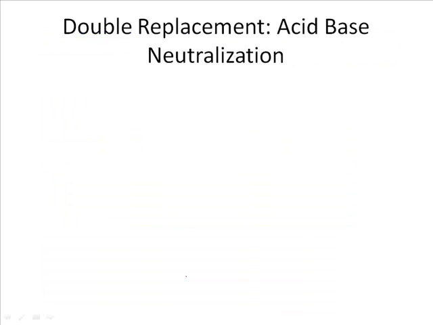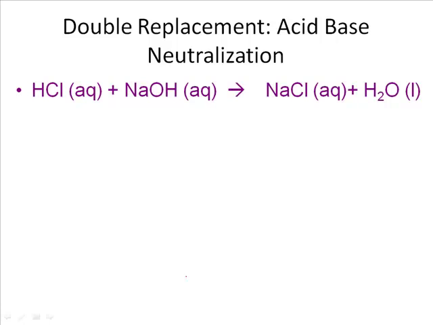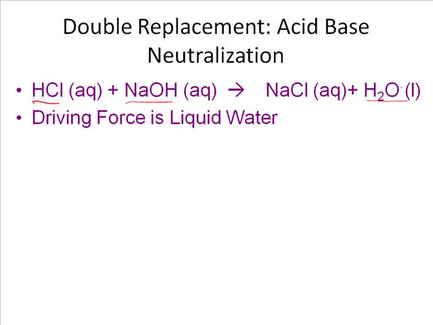Let's take a look at one example of a type of double replacement called acid-base neutralization. If we take a look here, we have an acid, which is hydrochloric acid. We have a base called sodium hydroxide, and we mix it. We always get water as a product. So the driving force for this reaction is always going to be liquid water when we take an acid and base and we mix them together.